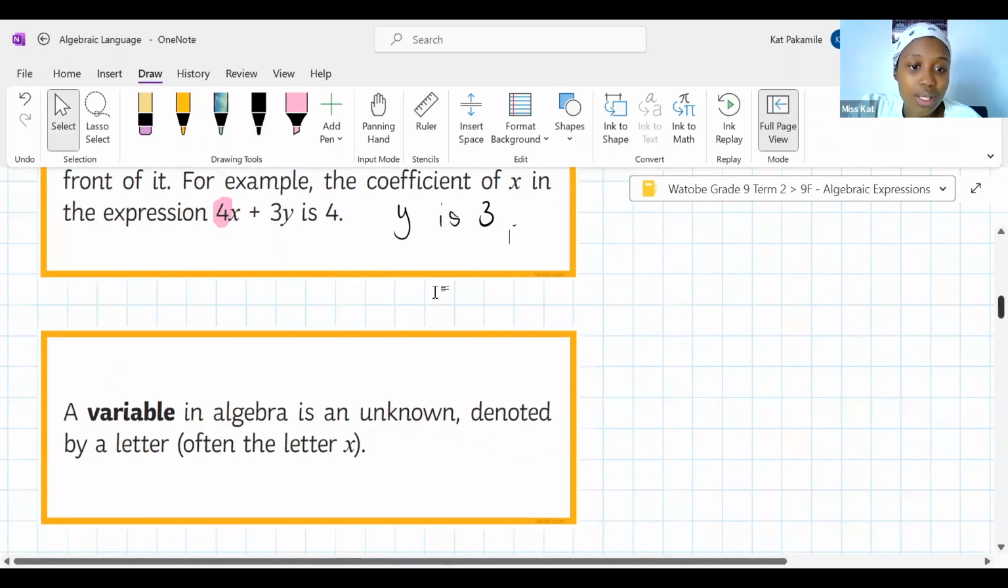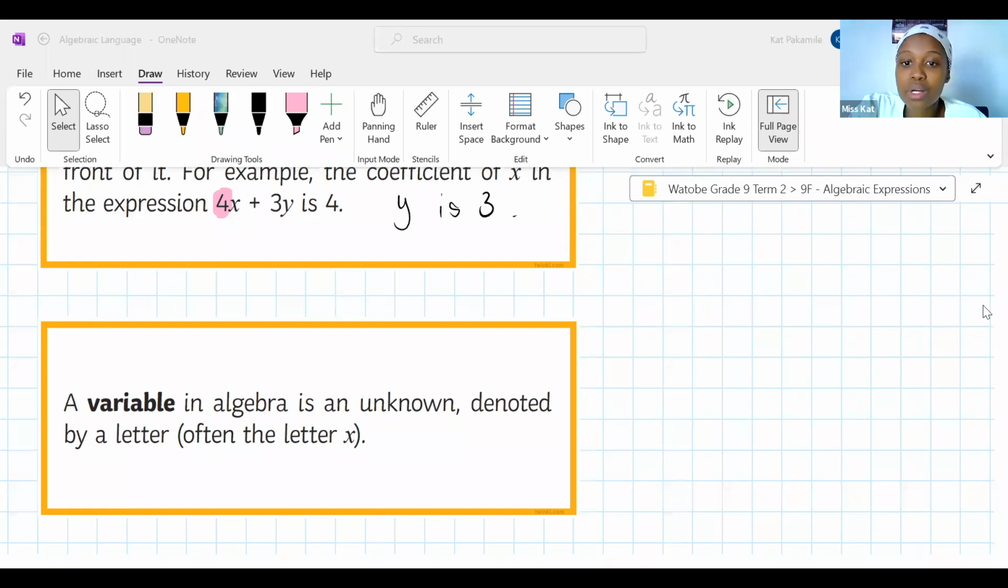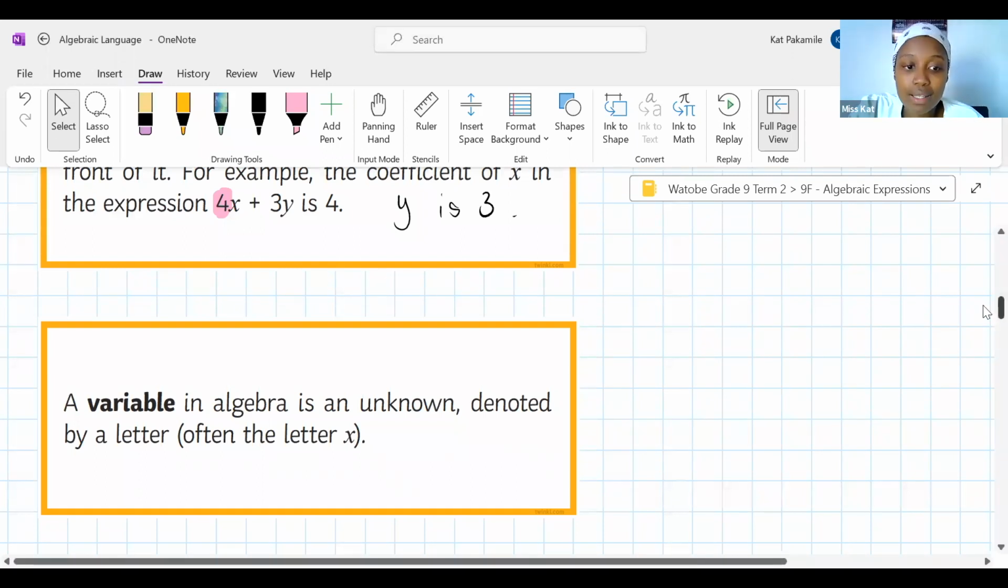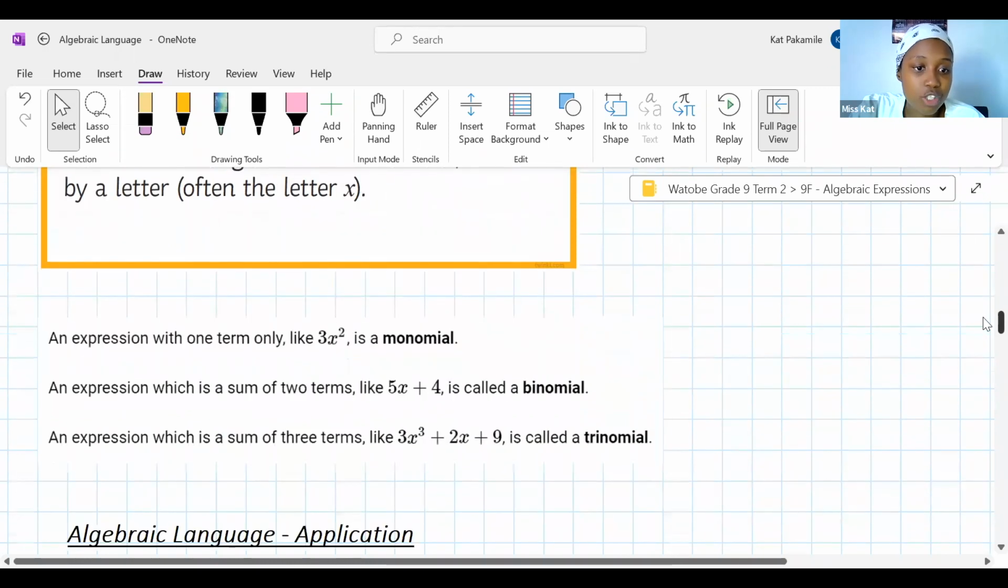A variable, in algebra, is an unknown, denoted by a letter. When we say something varies, it means it changes. It depends on the particular situation. So in an algebraic expression, x could be anything. We don't know what x is. It could be 1, could be 10, could be negative 40. So in algebra, variables are denoted by letters. We put it in place of a number that we do not know.